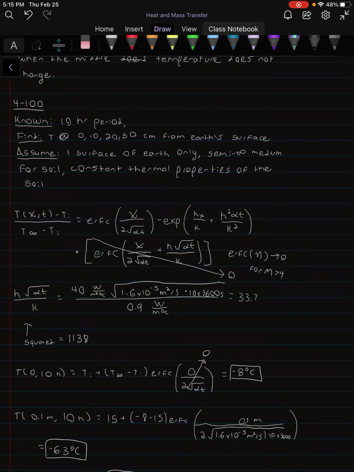Next, for 4-100, it's kind of the same process except for using the error function. And we have knowns, there's a 10-hour period, and we want to find the temperatures at each point under the Earth's surface.